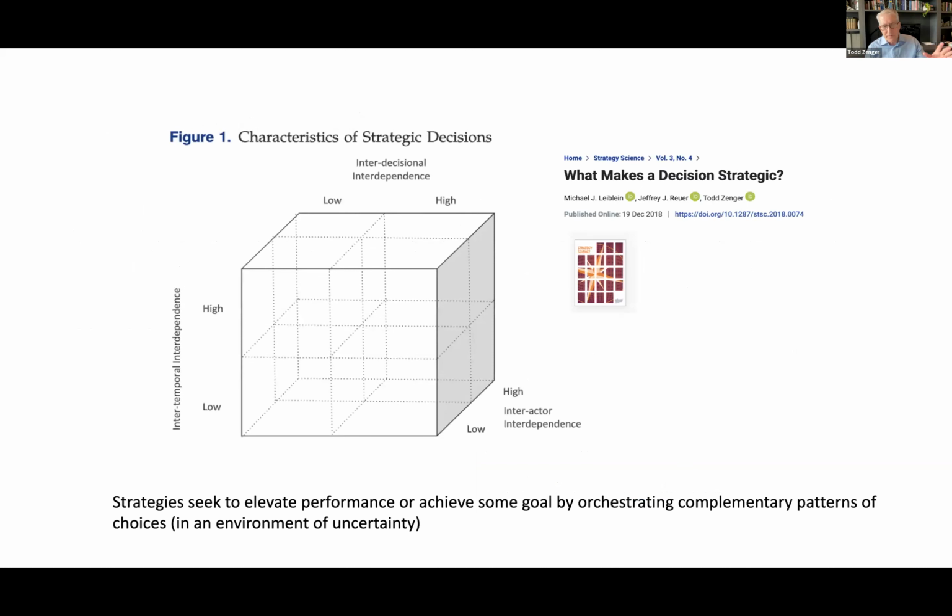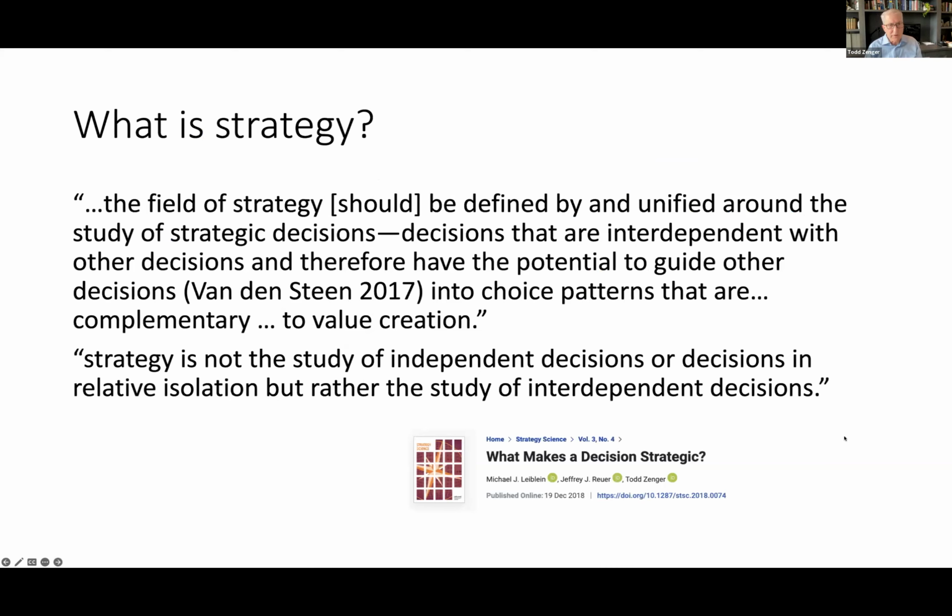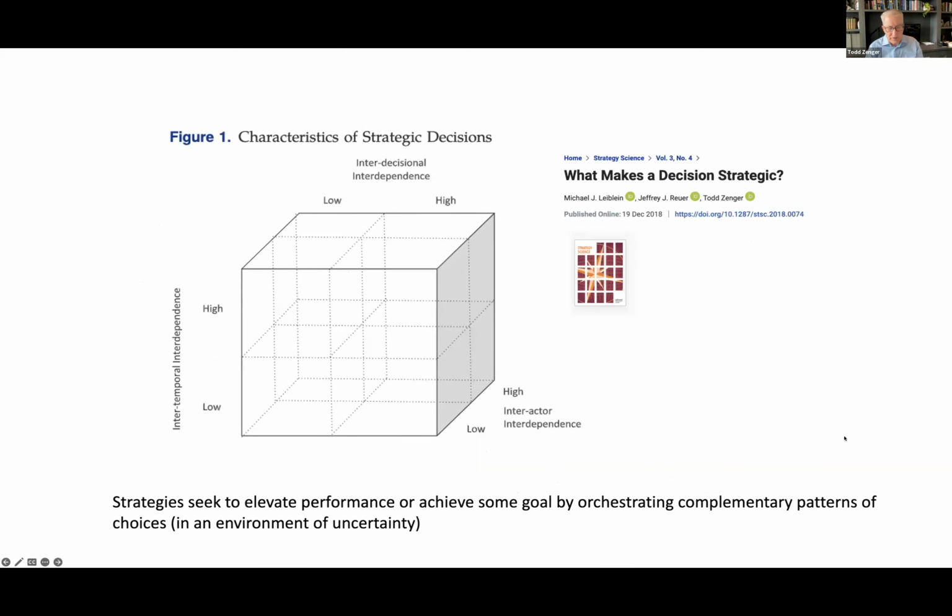In this paper we talk about different types of interdependence that might arise, but the fundamental issue is that strategies seek to elevate performance or achieve some goal by orchestrating some complementary pattern of choices. Typically, we think of this as playing out in an environment of uncertainty.